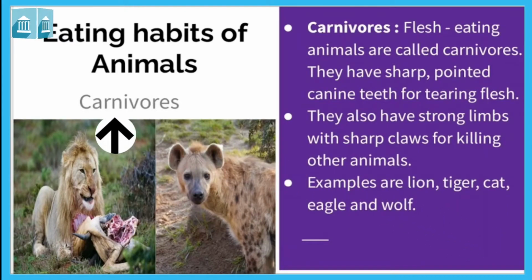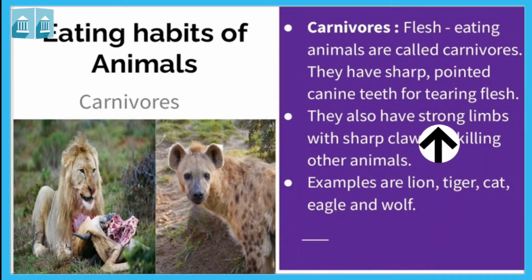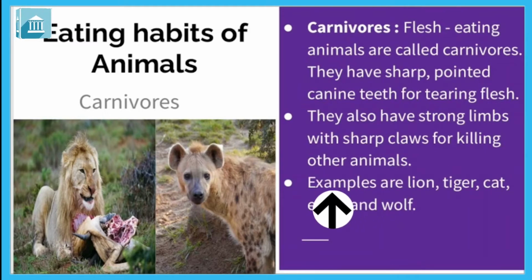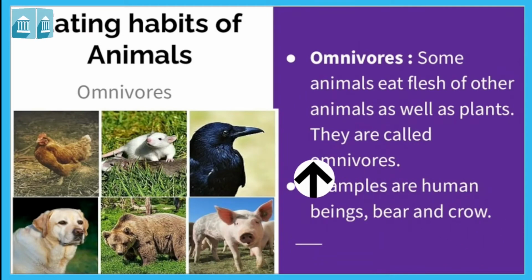Now, carnivores. Flesh-eating animals are called carnivores. They have sharp pointed canine teeth for tearing flesh. They also have strong limbs with sharp claws for killing other animals. Examples are lion, tiger, cat, eagle and wolf.